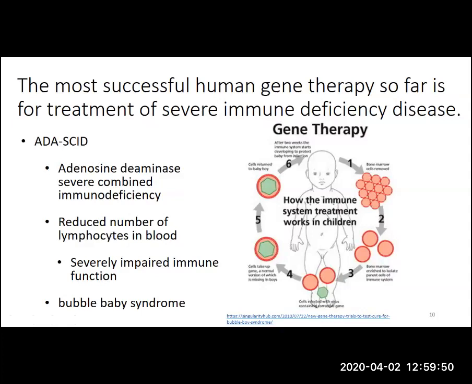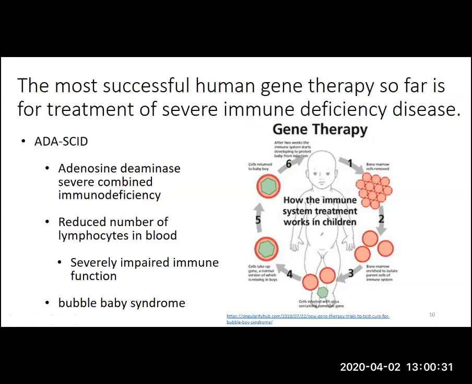Another example, and probably the most successful example of human gene therapy at this point, again, still somatic cell gene therapy, is a treatment for a severe immune deficiency disease. This is ADA-SCID, the adenosine deaminase severe combined immunodeficiency. What you see with these patients, often very, very young patients, is that they have a defect in the gene for adenosine deaminase. And because of that, they have a reduced number of lymphocytes and an impaired immune system. And so they're going to be very susceptible to infections.